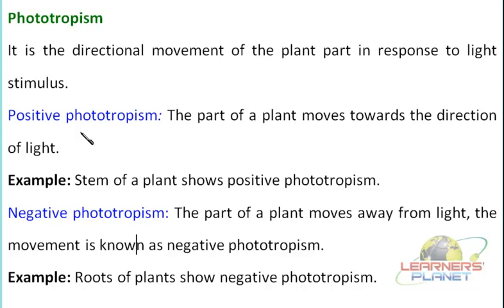If you are keeping a pot with a growing plant, then the shoot or the stem of the plant tends to bend towards the direction from where the sunlight is coming. It is not going to bend towards the wall, isn't it? It bends in the opposite direction, that means towards the sunlight. Such an example is an example of positive phototropism. And what about negative phototropism?